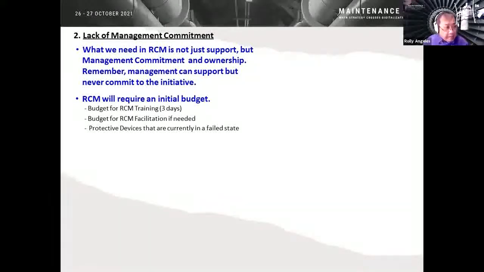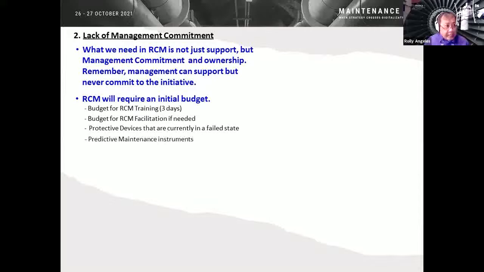Now, if there are protective devices, or anything on your equipment that is not working, that has a malfunction, then it should be restored. Okay? Because these protective devices are our defenses on our equipment with respect to failure.